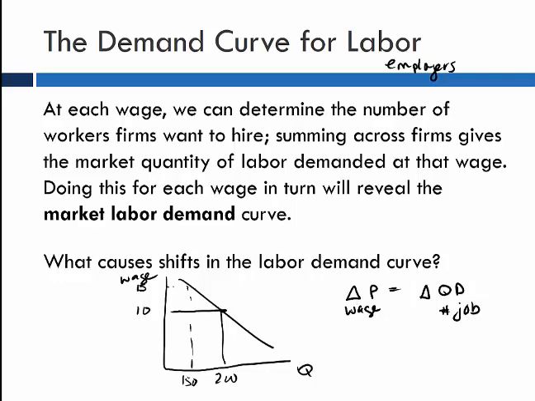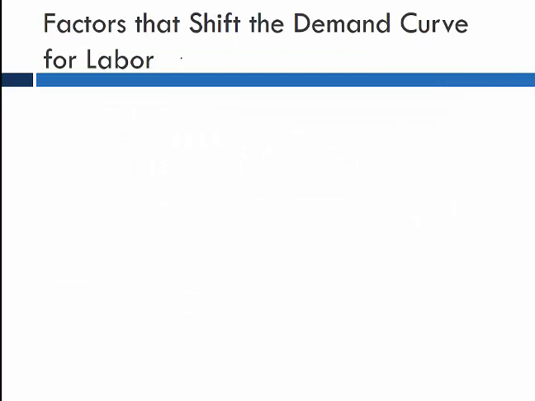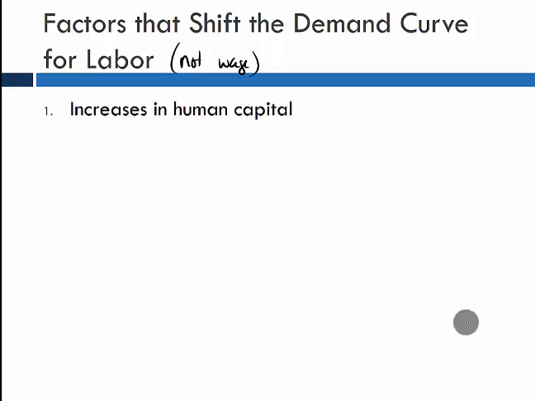So a change in the price causes a movement along the curve, just like in chapter 3. But there are things that can shift the entire demand curve. These are things other than the wage, so not the price, that can change it. One of them is increases in human capital. We talked a little bit about human capital at the beginning, but this is basically the skills and experience of the workers. You probably recognize that the longer somebody has been doing something, the faster they're going to be, so the more output you get out of those workers.